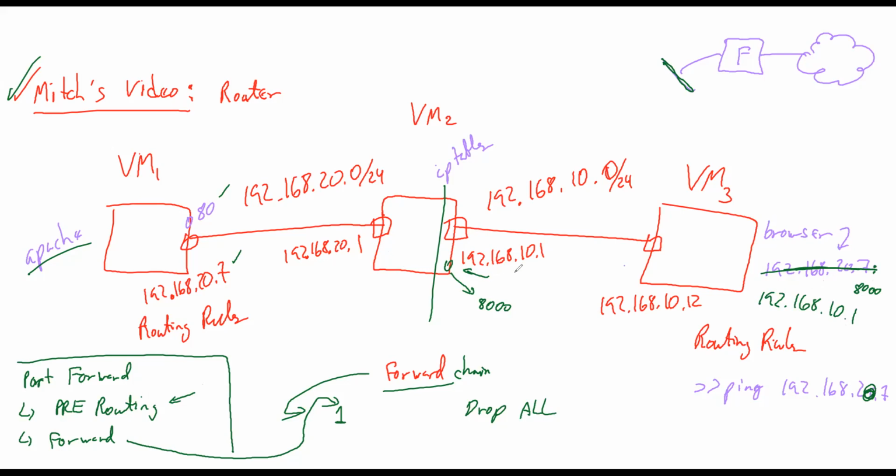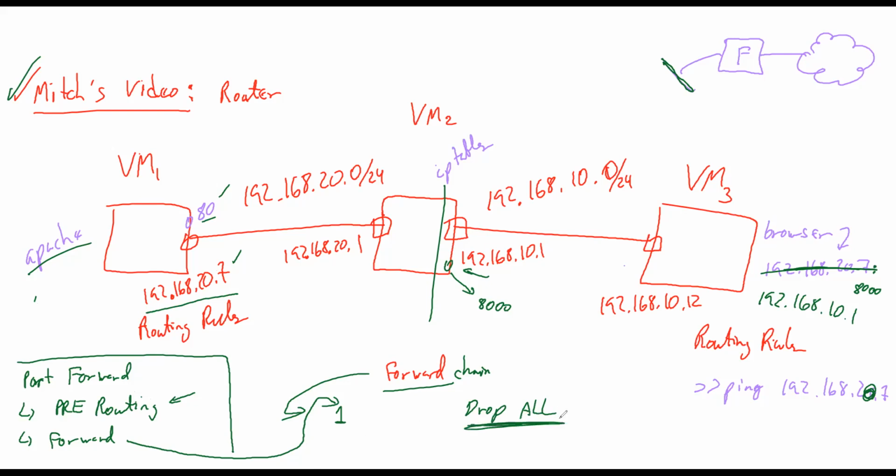So you go to 192.168.10.1 on port 8000. Pre-routing will map that to 192.168.27, let's say, on port 80, because it's running Apache. That's done perfectly. However, you still need to allow it through the firewall, so you have to think about that a little bit.